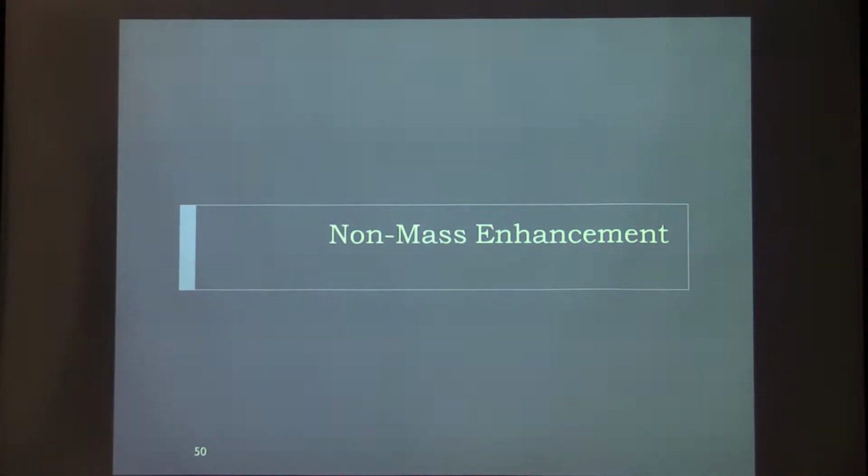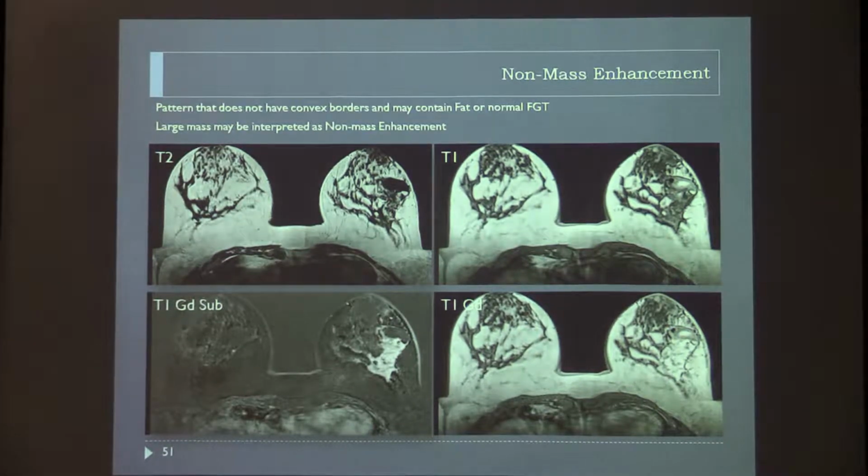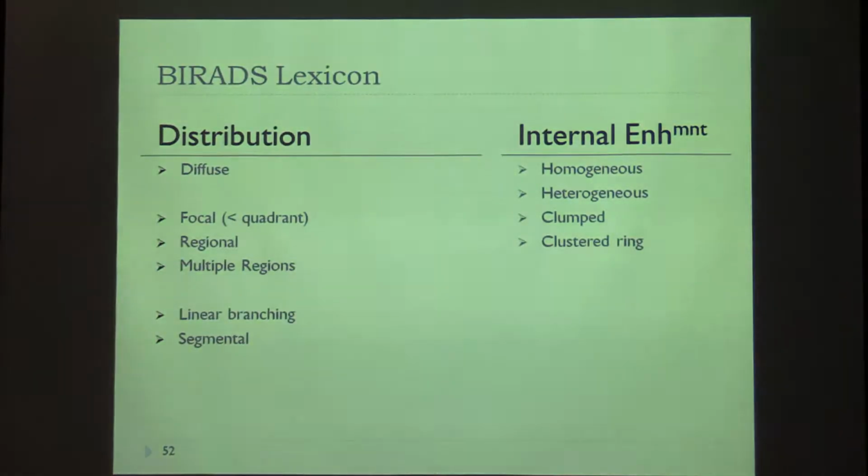Okay, let's speak about non-mass enhancement now. The definition didn't change. This is a pattern that does not have a convex border and may contain fat or normal fibroglandular tissue. And they had a very useful sentence for us: for the very large mass, you can interpret that like a non-mass. I have a lot of residents who asked me why this is not a mass or not mass. No, this is the same: when you have a large mass, you can consider that like a non-mass enhancement.